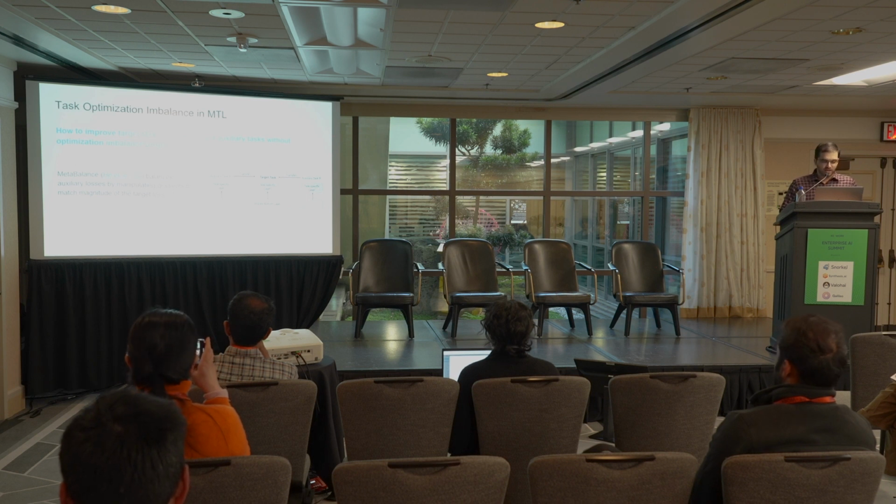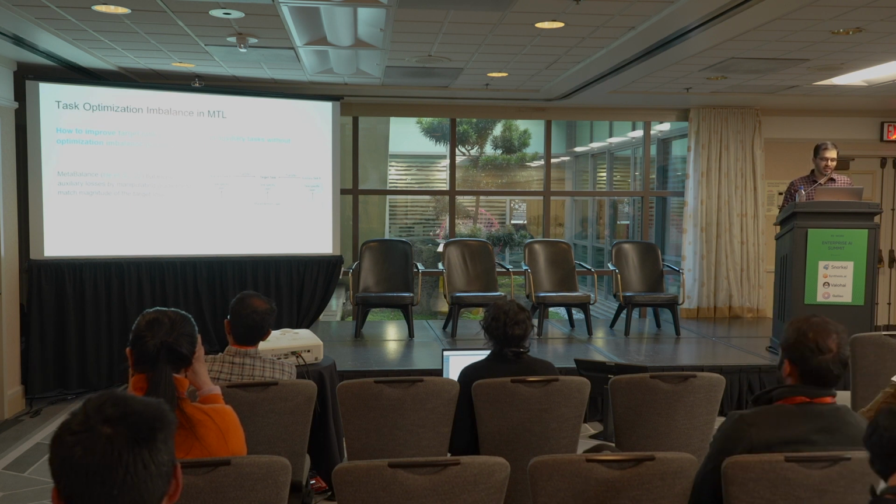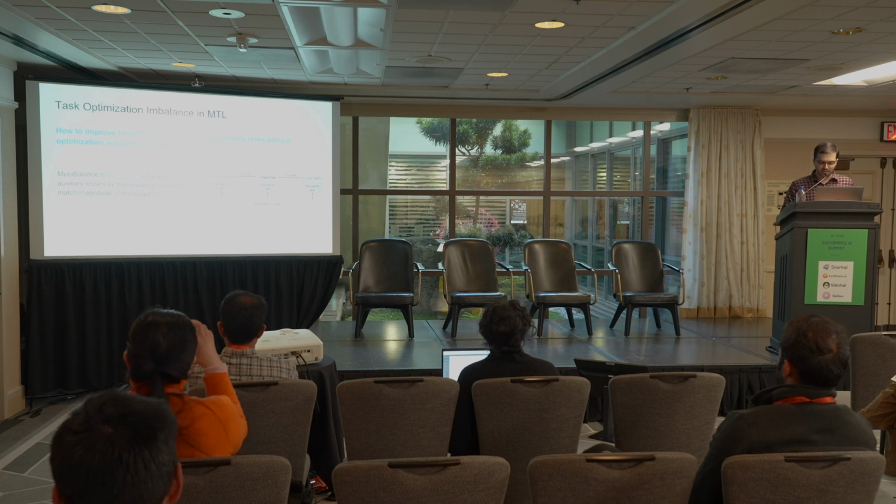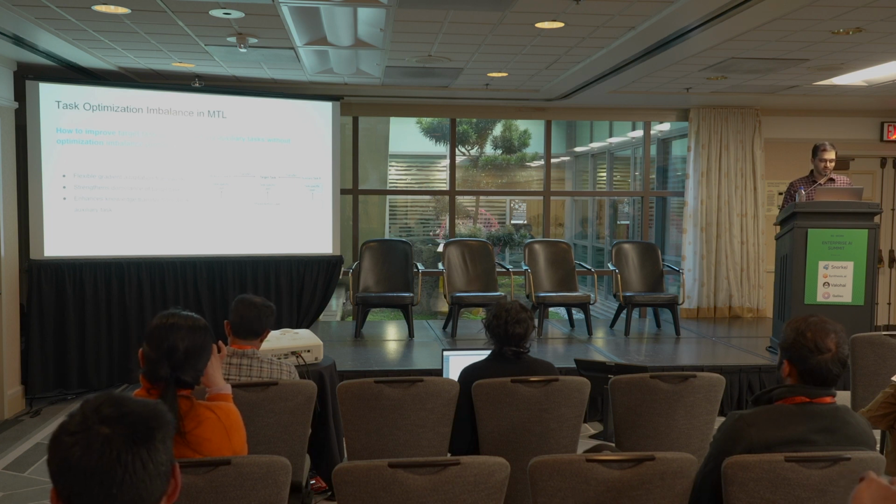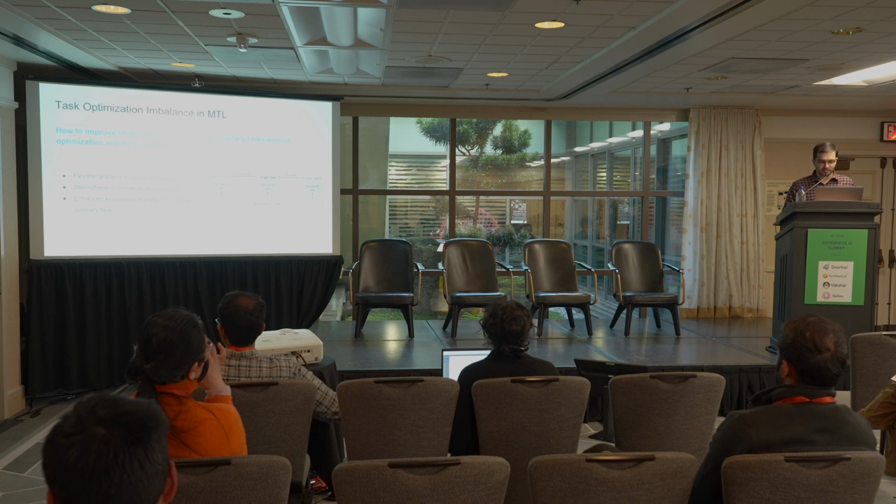There's this paper, MetaBalance, from 2022. This is work done internally at Facebook, which proposes balancing auxiliary losses by manipulating the gradients so that they match the magnitude of the target task. It's a flexible adaptive gradient adaptation framework. It strengthens the dominance of the target task. It also enhances the knowledge transfer from weak auxiliary tasks.